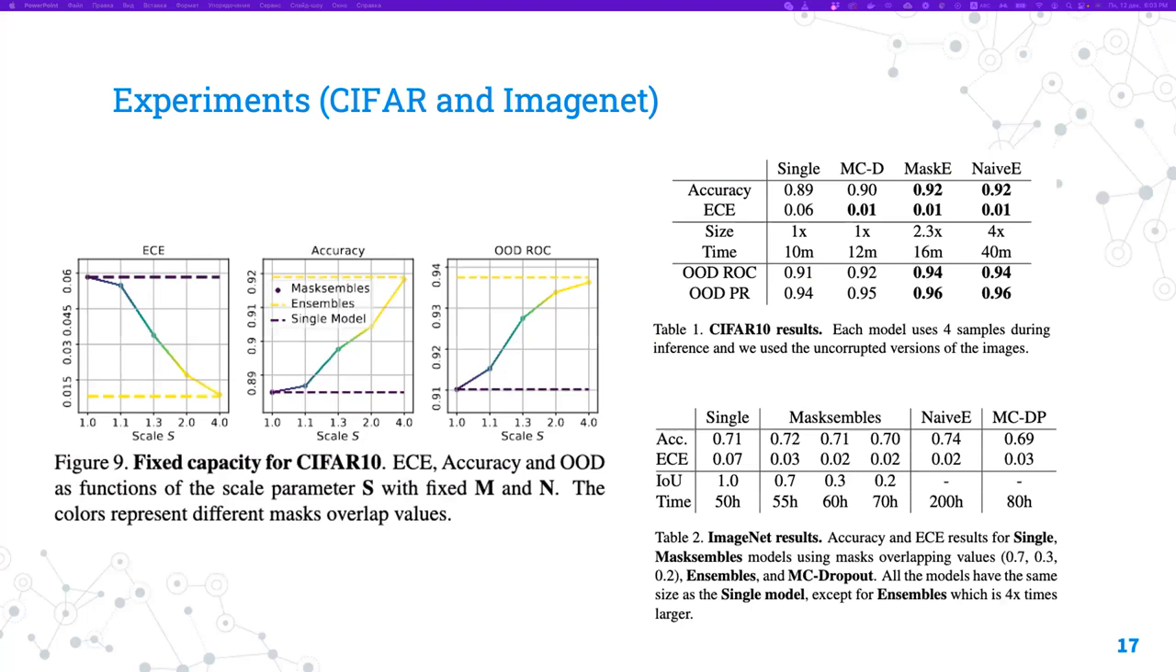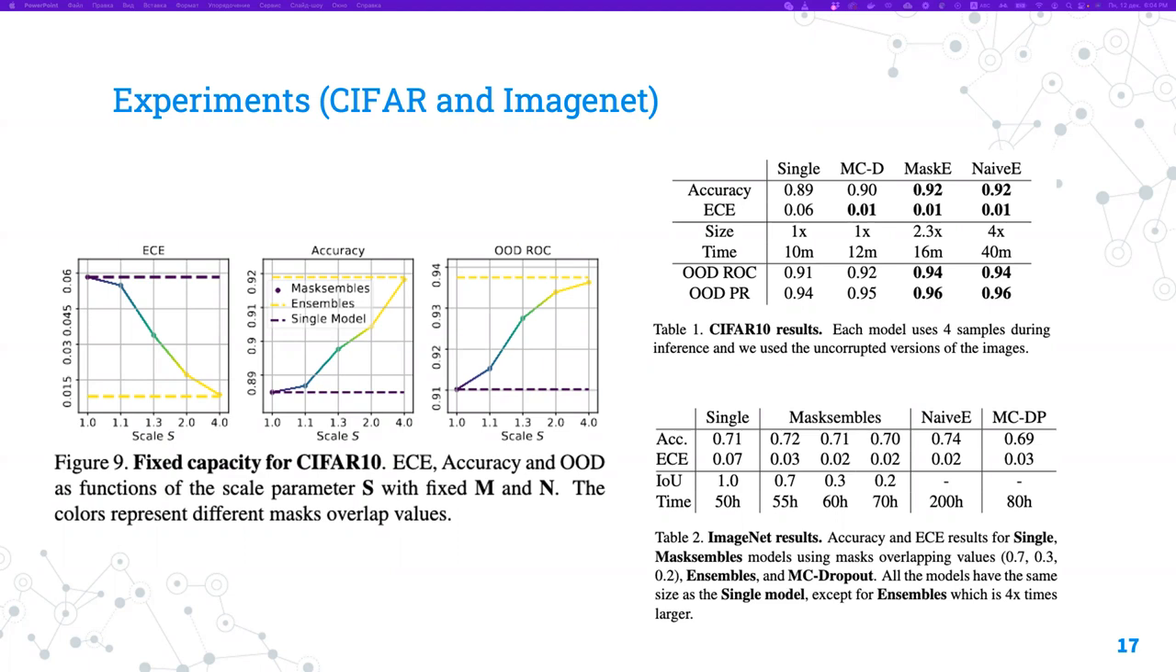Another thing we tried: we fixed the capacity of the model, which basically means that we fixed parameters M and N. Sorry, I already got confused in those letters. As far as I remember, M is the number of masks and N is the actual number of active features for one particular mask. For example, for this particular layer, we have 10 masks active always. And then we've been changing the scale parameter, which effectively changes the correlation between models. We observe that we pretty much go from single model behavior to ensembles for all of the metrics: calibration, accuracy, and out of distribution.